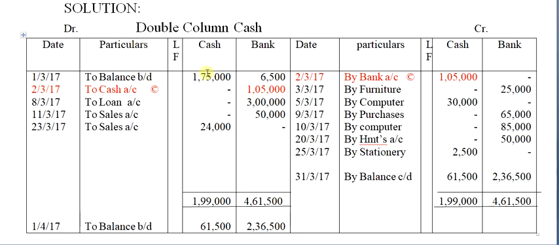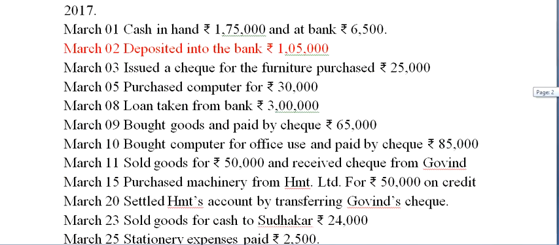Listen here, we are depositing the cash into the bank. So what happens when we deposit the cash into the bank? Our cash balance decreases. How much does it decrease? 1,05,000. Where is it moving to? The bank. Again what happens here? What increases? Bank balance increases, to cash account. It is a contra entry, my dear students.